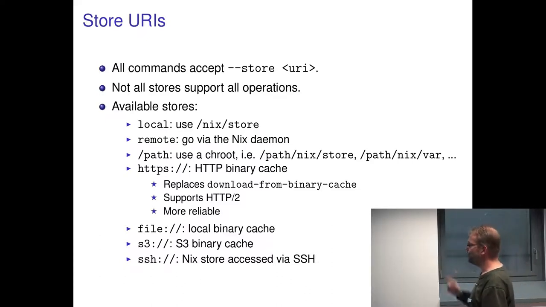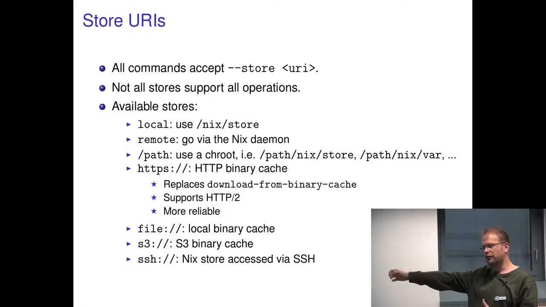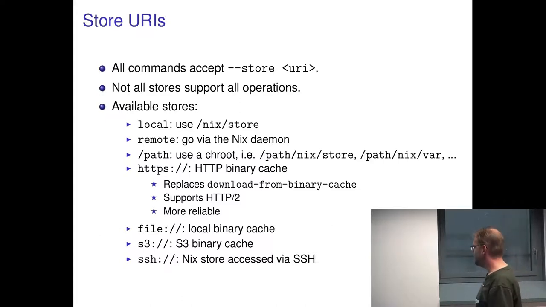So we've kind of generalized this concept. Things like substituters are now stores. So substituters are gone. They're subclasses of that store API. And also things like nix-copy-closure, copying things to the Nix store on a remote machine via SSH, that was done in a totally ad hoc way. So now that's also a store.